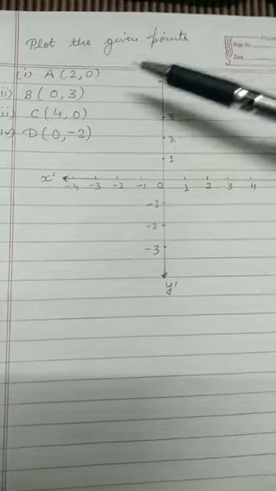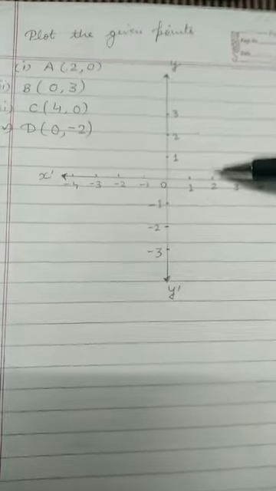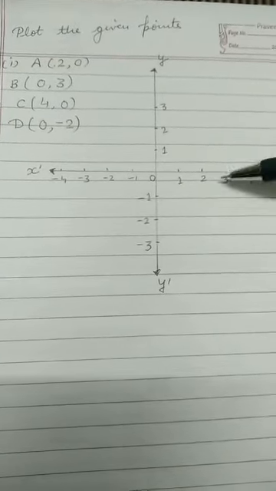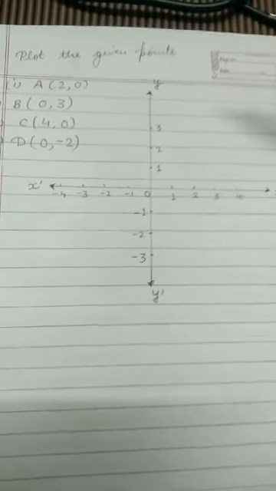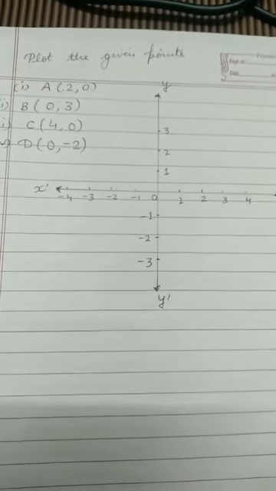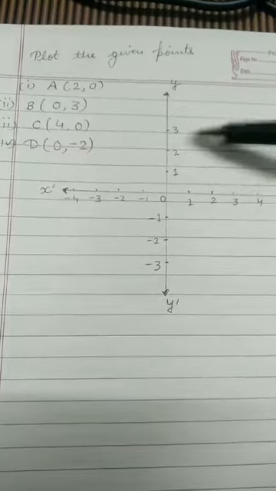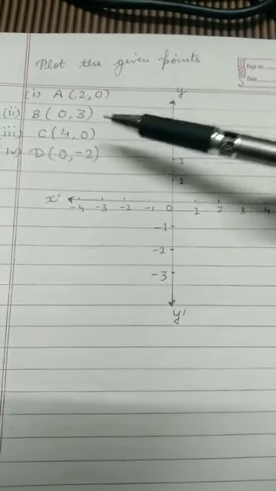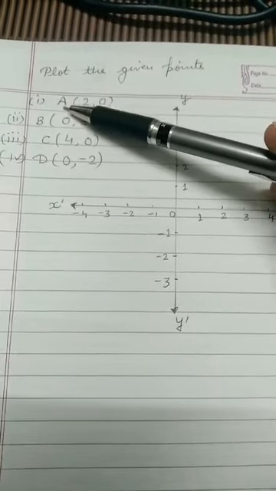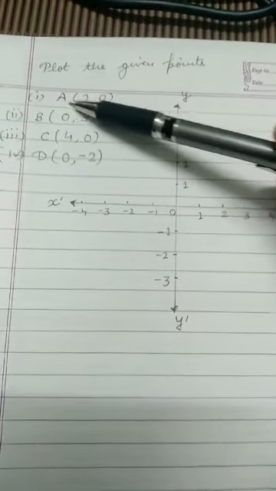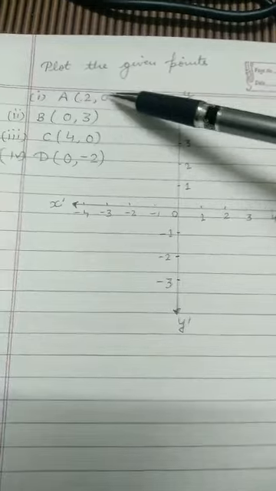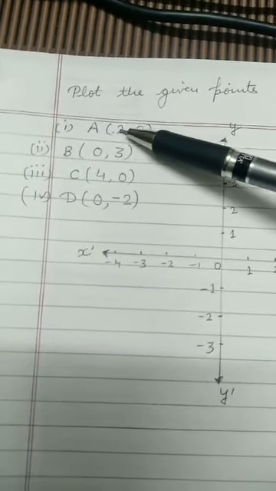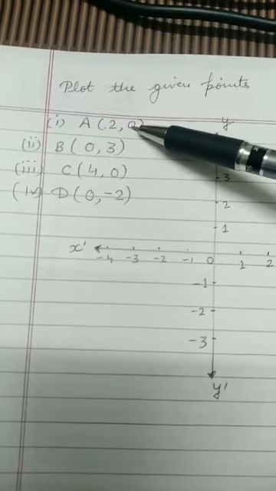Now, let's plot few points on the graph sheet. Since I don't have a graph sheet, I have made it myself. You can also do it in this way. If you don't have the graph sheet, you can make the Cartesian plane yourself. Now, for example, the first point which is to be plotted is point A, and the coordinates are (2, 0). Now (2, 0) means x coordinate is 2, whereas the y coordinate is 0.